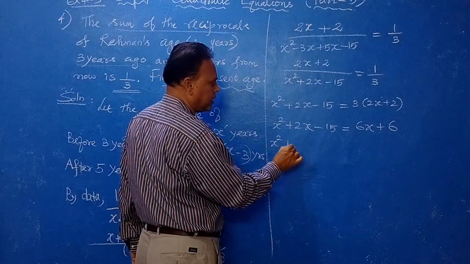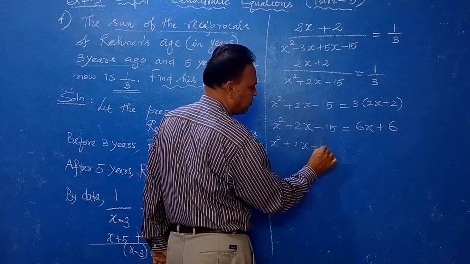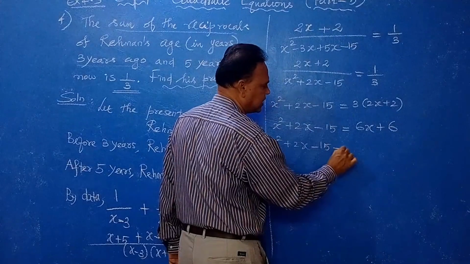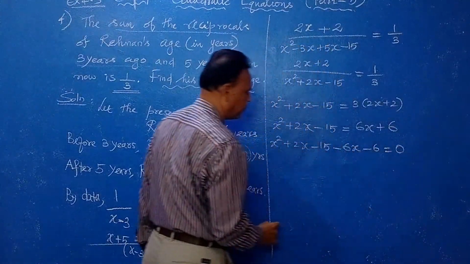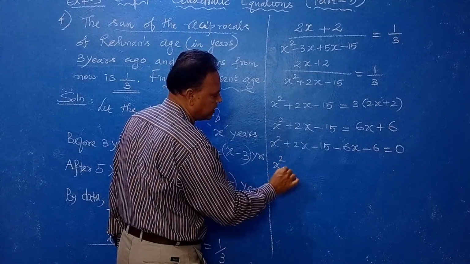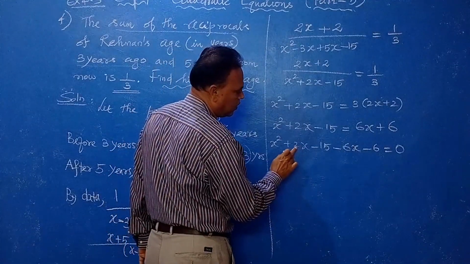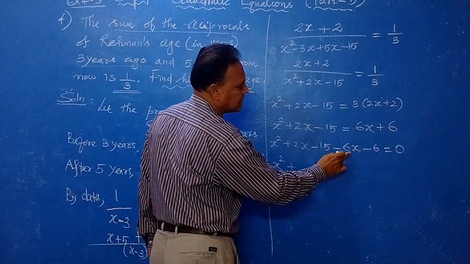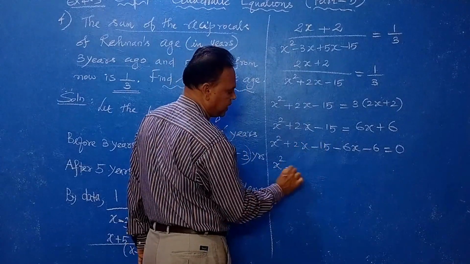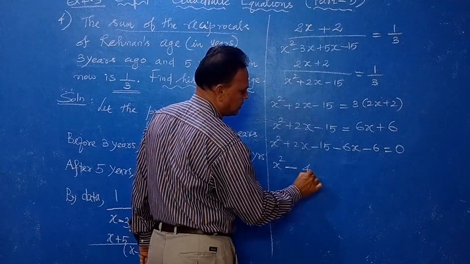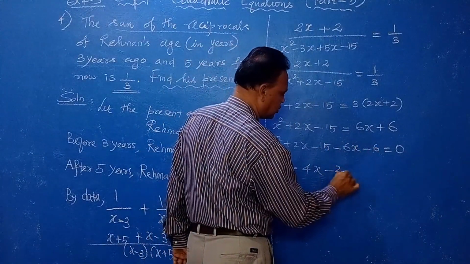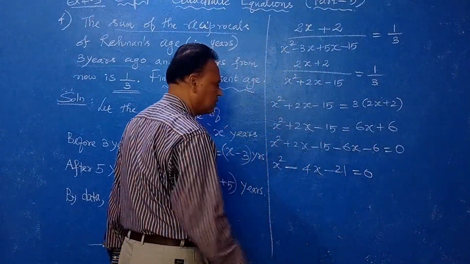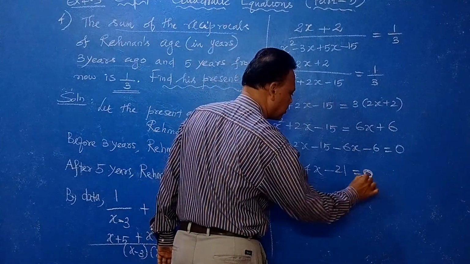Now bring these two terms to this side: x squared plus 2x minus 15 minus 6x minus 6 equals 0. Plus 2x minus 6x is minus 4x, and minus 15 minus 6 is minus 21. So x squared minus 4x minus 21 equals 0.